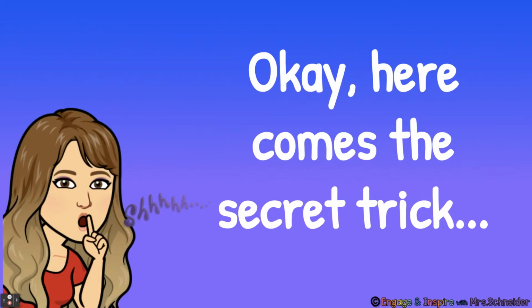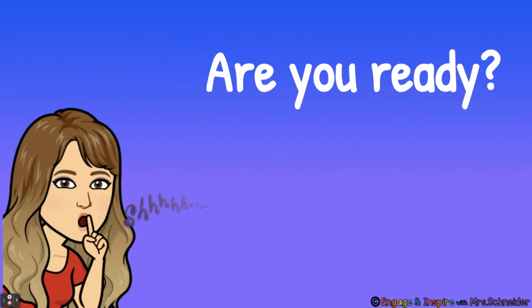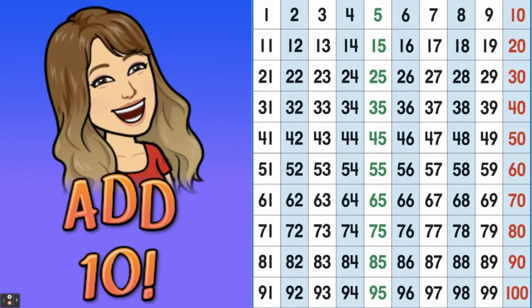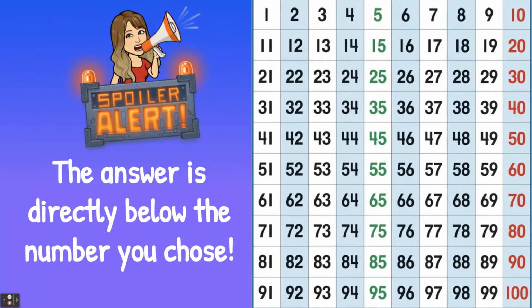Okay, here comes the secret trick. Are you ready? Choose any number on the hundreds chart, 1 to 90, any number. So from 1 all the way to 90, choose a number. Just don't choose one from the last row here. Okay, do you have your number chosen? Add 10 to that number. Spoiler alert: the answer is directly below the number you chose.